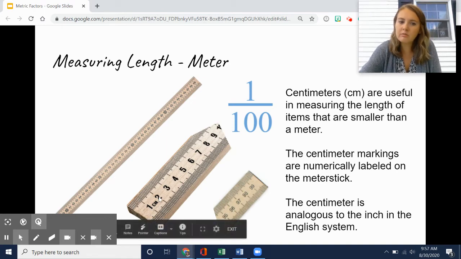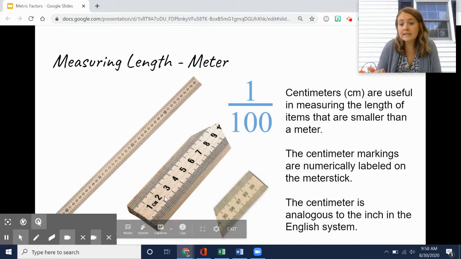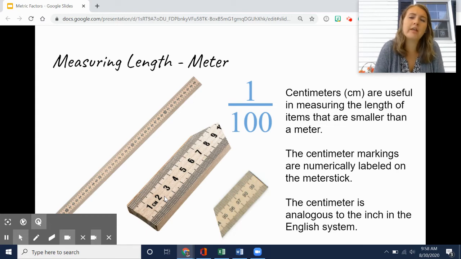So these numbers don't represent meters. 1 stick is a meter. These numbers actually measure centimeters, and you can see that little cm there. Okay. Centimeters are analogous to the inch in the English system. I think that 1 inch is about 2.5 centimeters, but you can think about how we took a foot and broke it down into inches. Likewise, we have a meter, we break it down into centimeters.